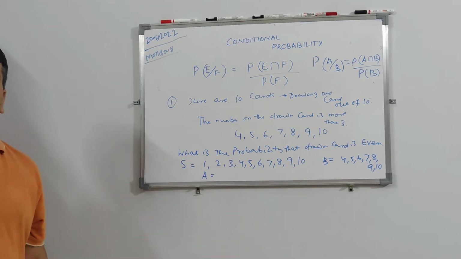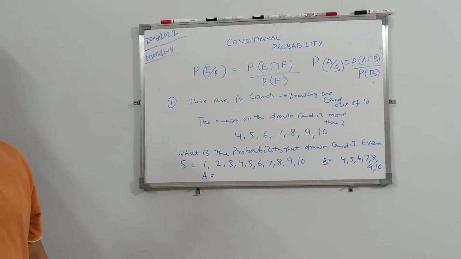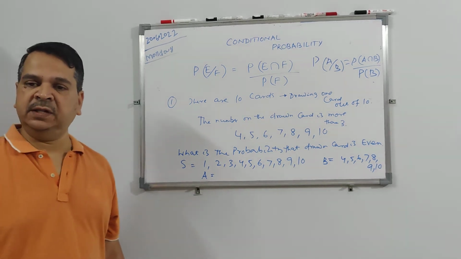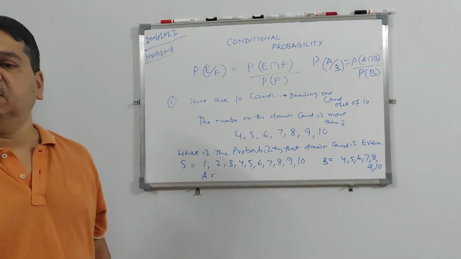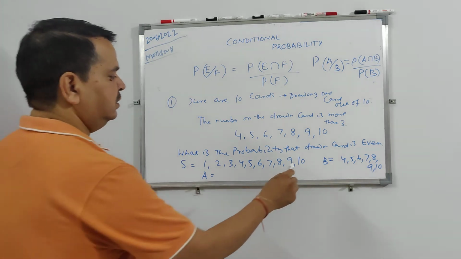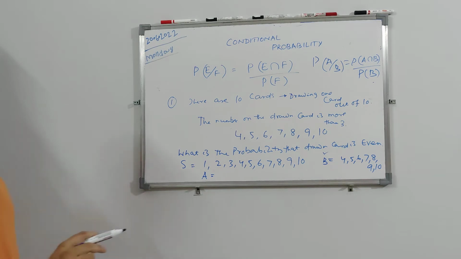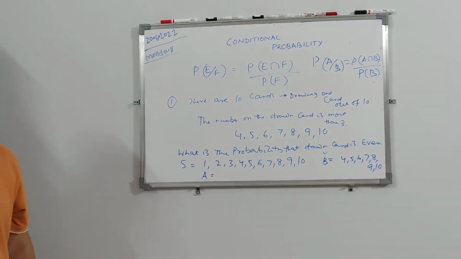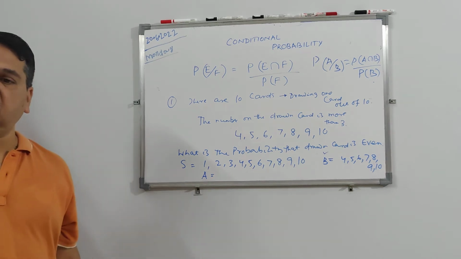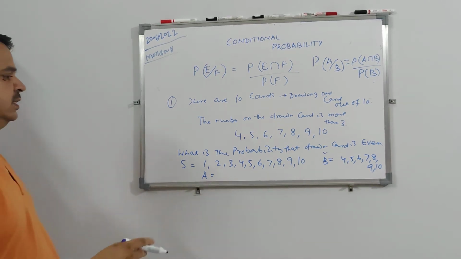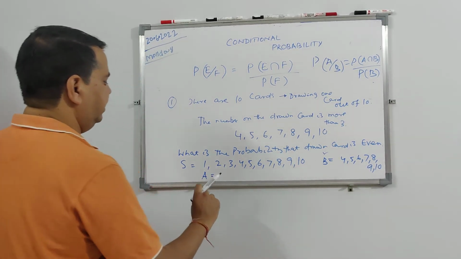Okay, and it is not only more than 3 but also even. That means first it has to satisfy the condition that it is more than 3, that is, condition B. Then what is the probability that it is even also? Okay, it is more than 3 and also even. So in that case, it will be even.